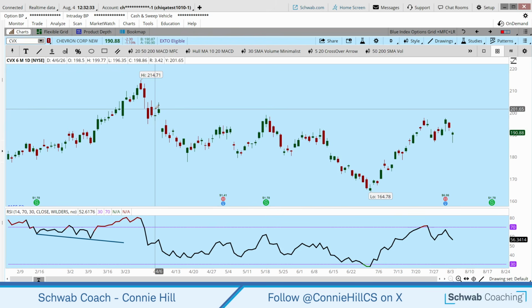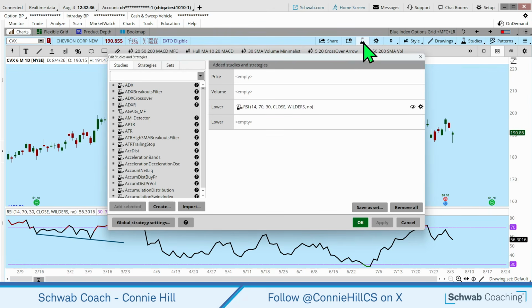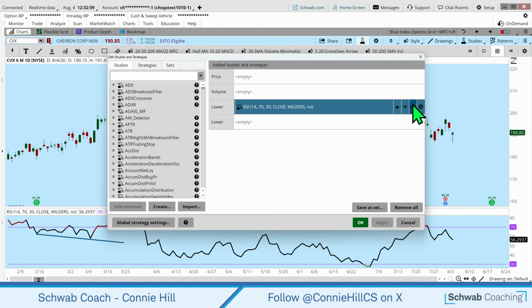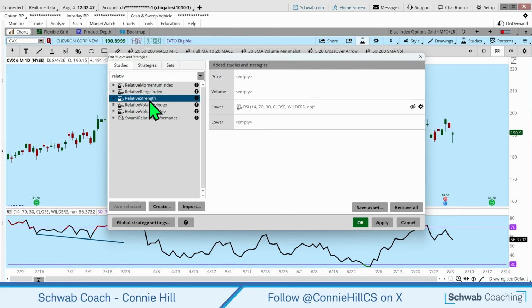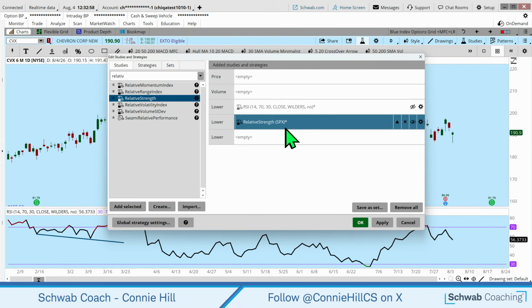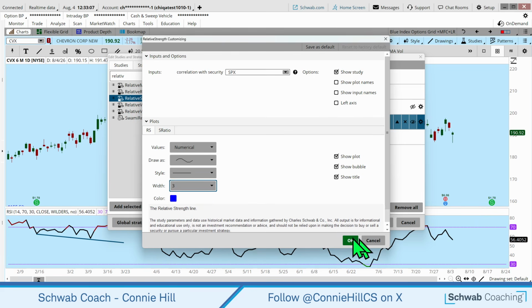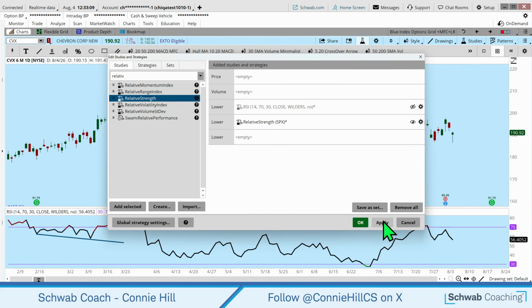Now let's talk a little bit about the relative strength. I'm going to go into my charts and studies and hide this RSI we've been working with. We're going to type in relative, there we go, relative strength. The relative strength simply is going to look at our entity, in this case Chevron, and compare it to something else. The default comparison here is the SPX, which is just fine. Again, I'm going to make it a little bit bigger so we can see it well, and we'll just say okay.